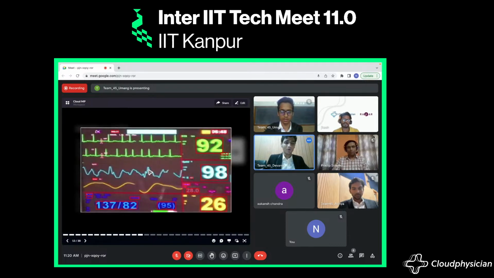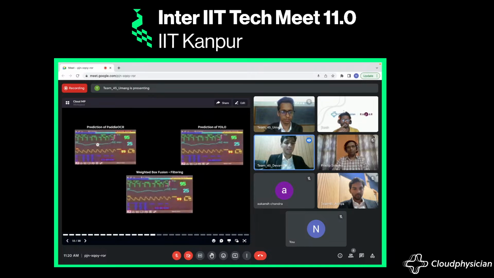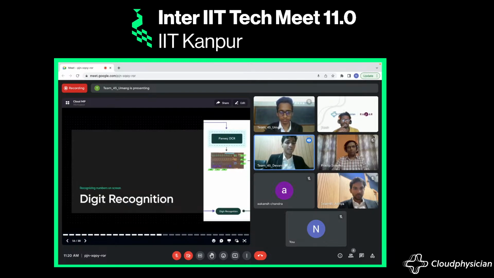So we have used an algorithm called weighted box fusion to combine the outputs from both of our object detection models. This algorithm takes the confidence scores of all the bounding boxes as weights and constructs a weighted bounding box around the numbers. This ensures that no vital numbers are being missed. And finally, we use a filtering algorithm designed to remove boxes containing noise using output obtained from our digit recognition phase. After this step, we are only left with boxes containing vitals. The inference time of this stage of our pipeline is 1.6 seconds. And here is an example of how we have used weighted box fusion and filtering to improve the results from YOLO and Paddle OCR.